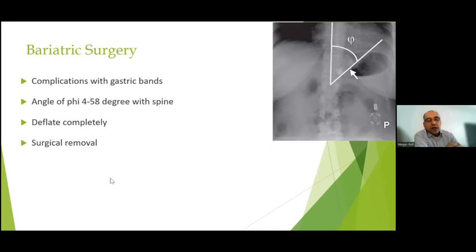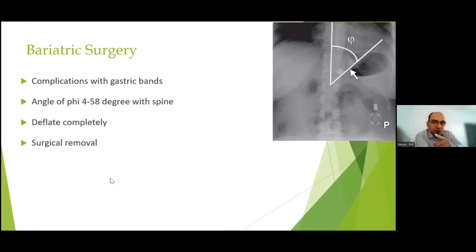So it actually means that the stomach that was supposed to be below the band has slipped up through the band and can start to become relatively ischemic. So it can be easily diagnosed on a plain X-ray.